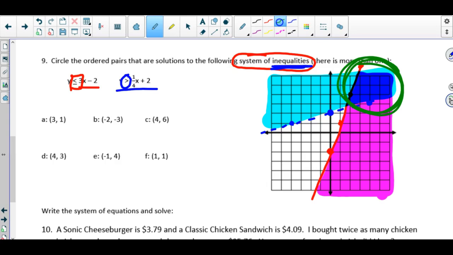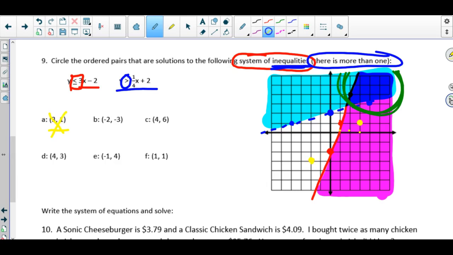So looking at our answer choices here, there are more than one answer, the problem says. I just need to plot them. So I'll plot them with yellow. That'll stand out. (3, 1) is over 3, up 1. That's a solution to the pink equation, not the blue equation. So no.